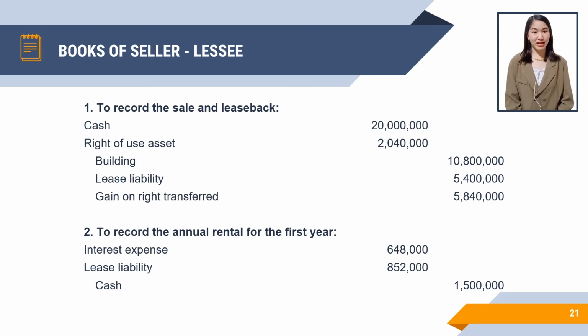And then, credit, building, kasi syempre nabenta na nga natin yung building natin, which is equal to its carrying amount na 10,800,000 pesos. Another credit is lease liability kasi nagkaroon tayo ng utang as we lease back the building, which is 5,400,000 pesos. And lastly, credit again on right transferred 5,840,000 pesos, which pertains to the gain to be recognized at nagkaroon tayo nito kasi nga above fair value natin nabenta yung building.